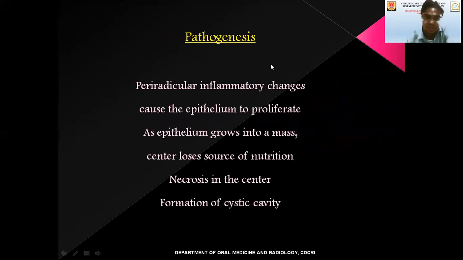So what is the pathogenesis? Once there is periradicular inflammatory changes, it causes the epithelium to proliferate. As the epithelium grows into a mass, the center loses the source of nutrition, and therefore there is necrosis in the center. And this necrosis leads to the formation of a cystic cavity, and this cystic cavity later enlarges to form a cyst.